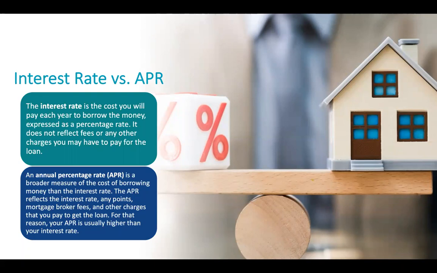Whereas the APR, the annual percentage rate, measures on a broader scale. The APR reflects not just the interest rate, but any points, mortgage broker fees, and any other charges that you might have on that loan. And because of that, your APR, your annual percentage rate, might be higher than your actual interest rate.